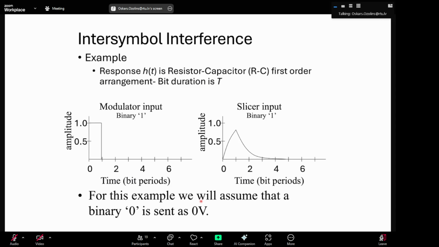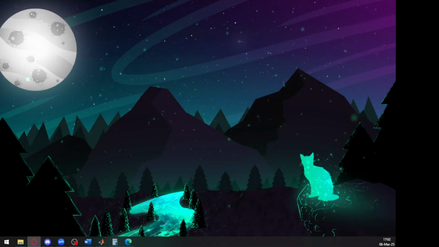Right. So if we look here, when you don't have intersymbol interference, your symbol would look square, and it stays within its duration from 0 to 1. But if, for example, we have an RC first order response of the system, then the impulse shape changes, and you get a tail which impacts the following symbols. First, of course, you get delay in your signal, and then you get a tail.